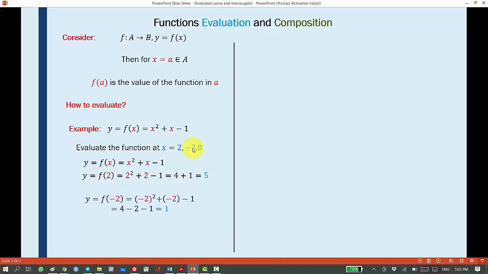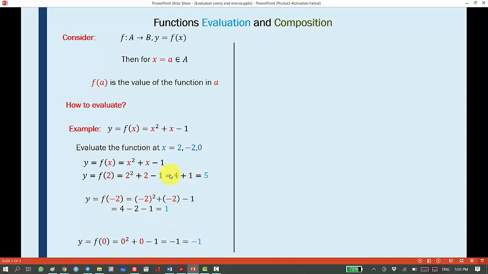For x equal to minus 2, the same way, we substitute x with minus 2. Therefore, f of minus 2 is equal to (minus 2) squared. Remember that you have to put this bracket here in order to include the minus in the power, then plus again the bracket, minus 2, minus 1. (Minus 2) squared, remember that this is minus 2 times minus 2, which is 4, plus times minus is minus, minus 2 minus 1. Minus 2 and minus 1 is minus 3, plus 4 is 1. Hence, the value of the function when x is equal to minus 2 is 1.